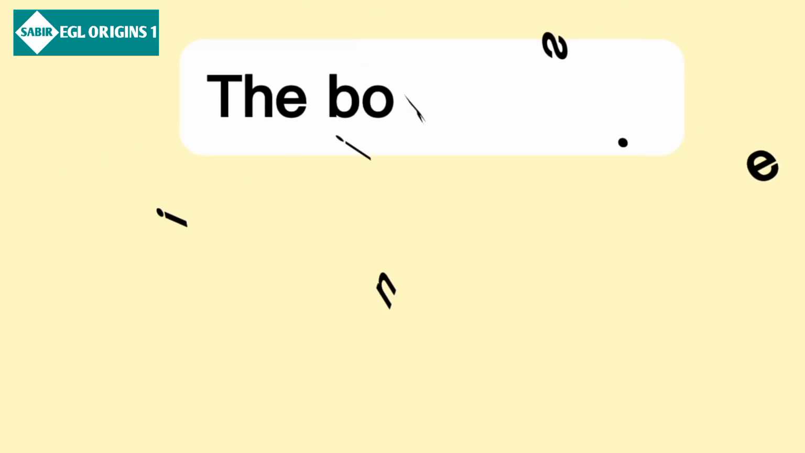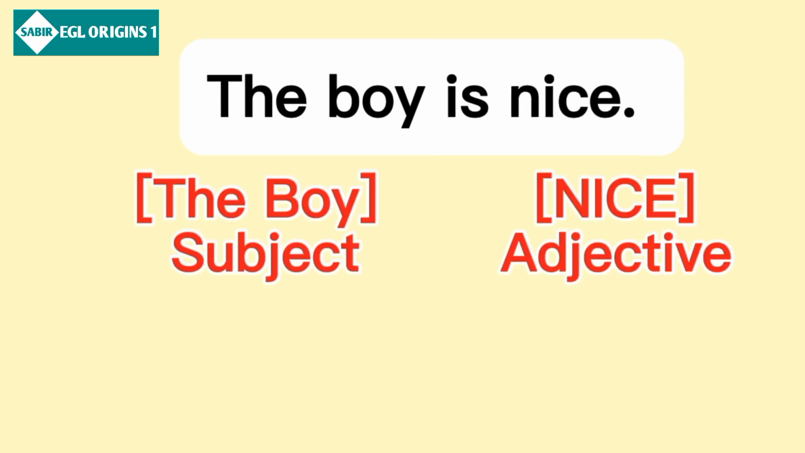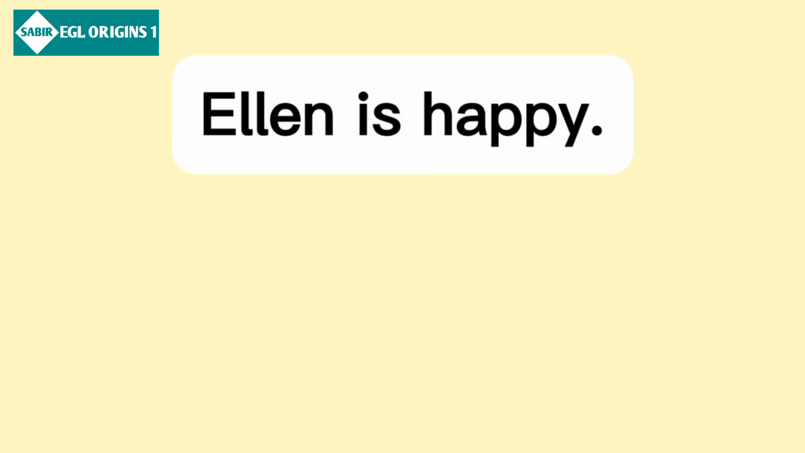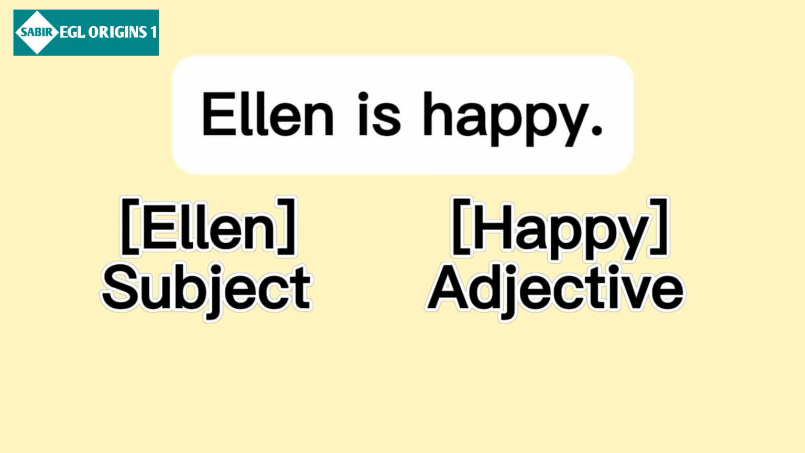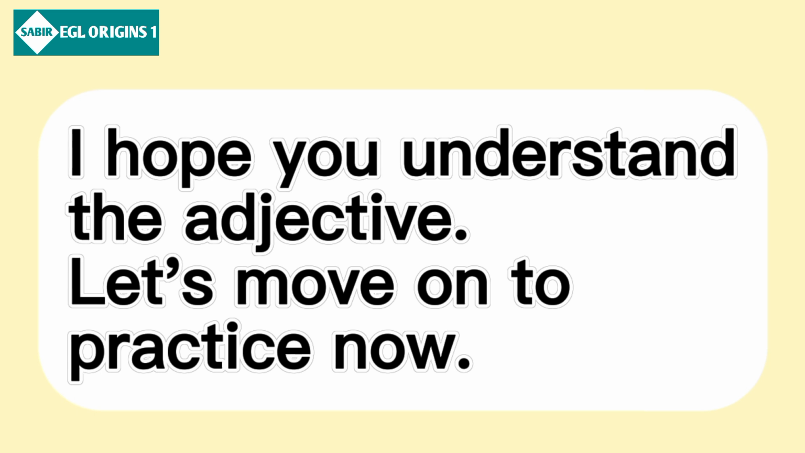For example, the boy is nice. The adjective nice refers to or describes the subject of the sentence, the boy, and it is placed after the verb to be. Alan is happy. Same thing. The adjective happy describes the subject of the sentence, Alan. I hope you understand the adjective. Let's move on to practice now.